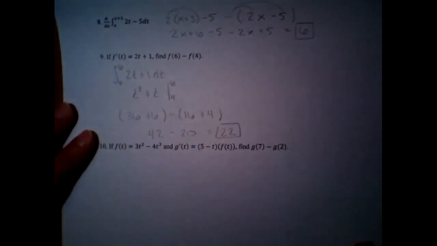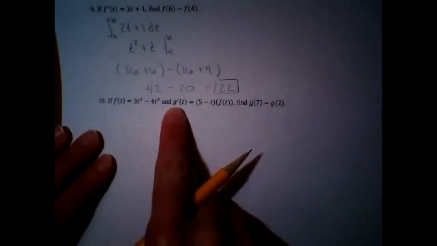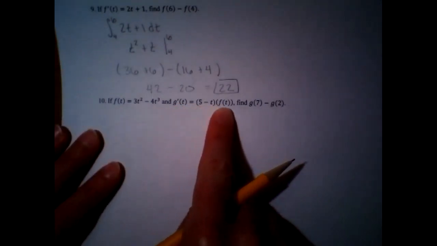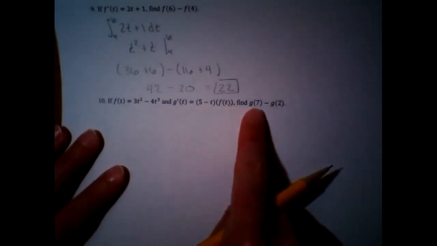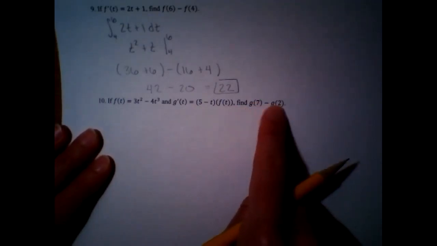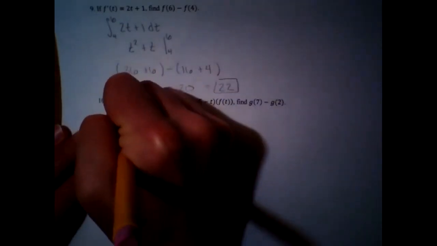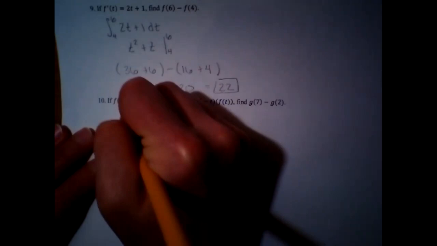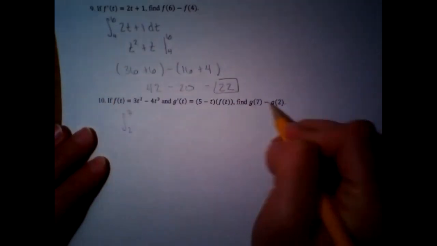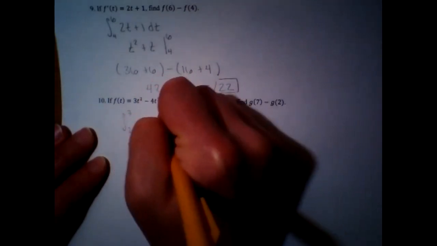And then this one's essentially the same thing. It's just worded a little bit more strangely. They give you this f of t statement, and then g prime of t equals this, okay? It says find g of 7 minus g of 2. So this is what you want to focus on. This means fundamental theorem. It means we want to do an integral from 2 to 7, and this is g, so we want g prime to go in there.